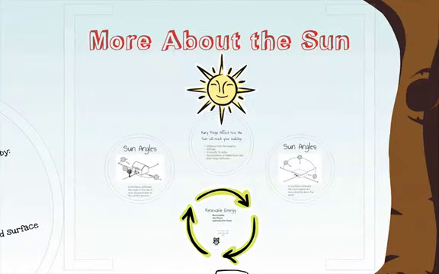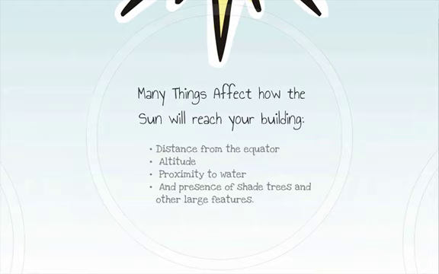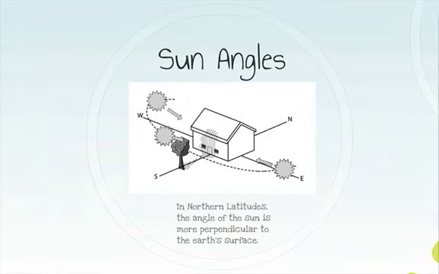Now, there are many things that will affect how the sun reaches your building. The distance from the equator, the altitude, proximity to large bodies of water or maybe no water, and the presence of shade structures like trees and buildings and mountains and other large features. How you orient the building on the site should take into consideration the sun's angles. They will determine how warm the ground becomes when it's struck by the sun.